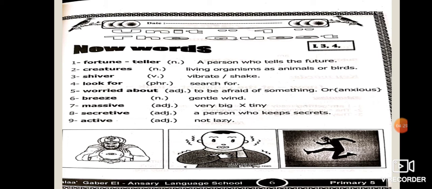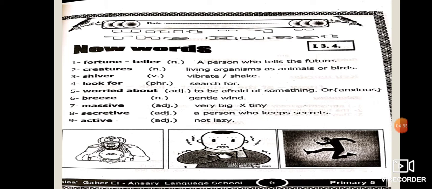Afraid of something also has another adjective, anxious. Anxious and worried about are equal, which means to be afraid of something or to think about something a lot because you are afraid of it. Okay, do you understand?